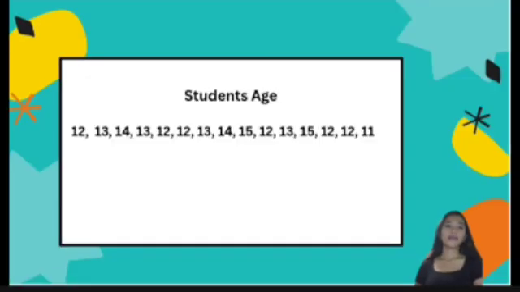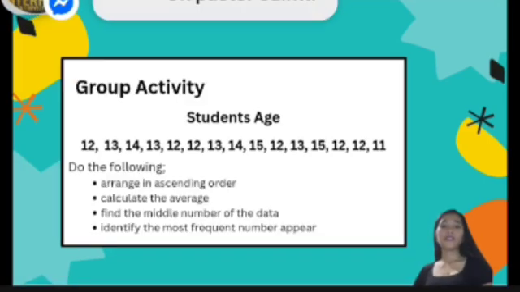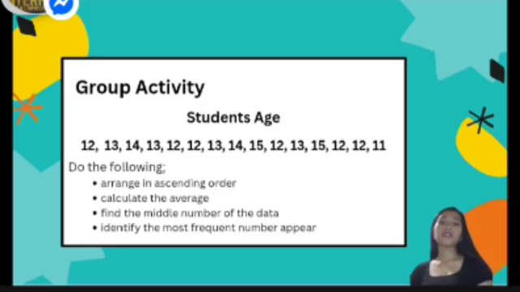Alright. According to your responses, here are the data that we collected. Okay, so for 10 minutes, let's have a group activity. Using the data that we have collected, do the following. First, arrange the data in ascending order. Second, calculate the average. Third, find the middle number of the data. Then lastly, identify the most frequent number.